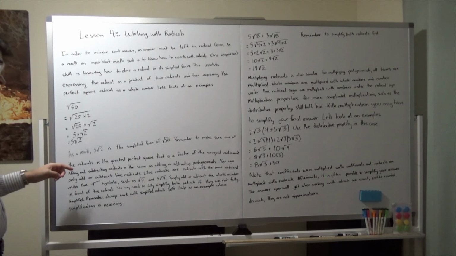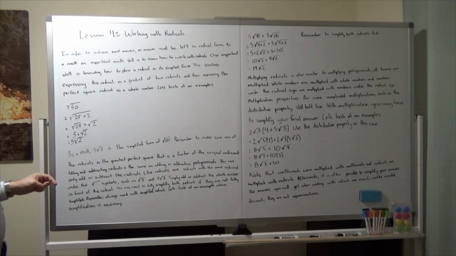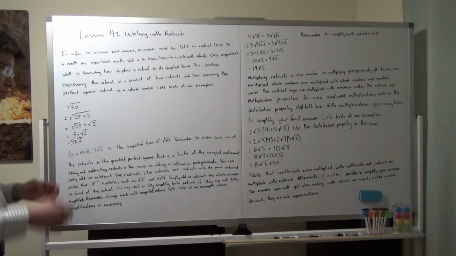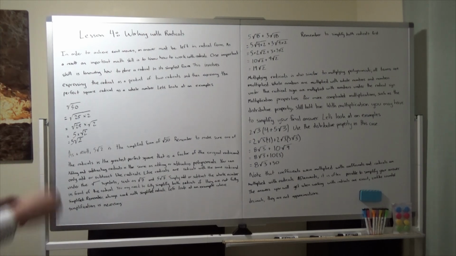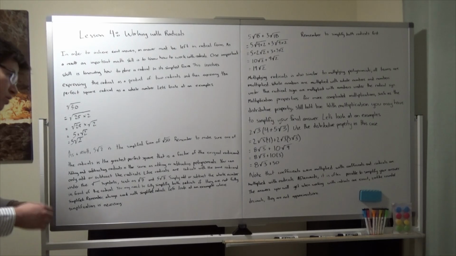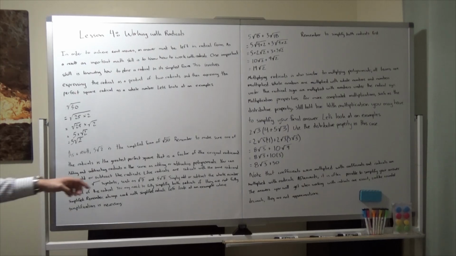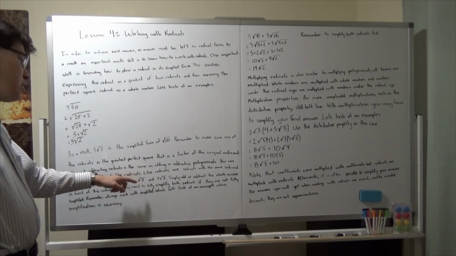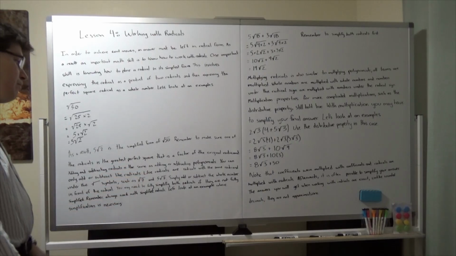Adding or subtracting radicals is the same as adding or subtracting polynomials. You can only add or subtract like radicals. So like radicals are the only ones you can add or subtract. Like radicals are radicals with the same radicand under the root symbols, such as root 7 and 5 root 7. So these are like radicals because they both have 7 under the root symbol.